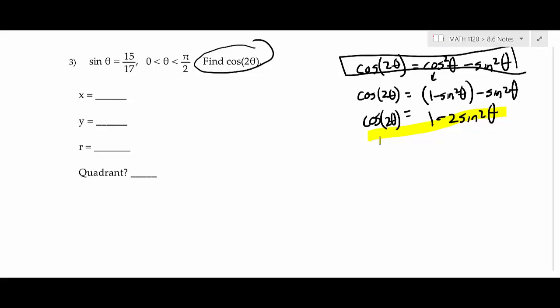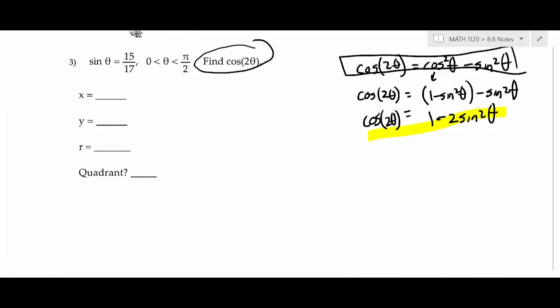What did I give you? I gave you the sine. So what's the point in me having to go through and get a cosine to use that identity? All I need is the sine in this one. So that's beneficial if you see stuff like this, because it saves you a little bit of time. So that's why I'm going to do that.